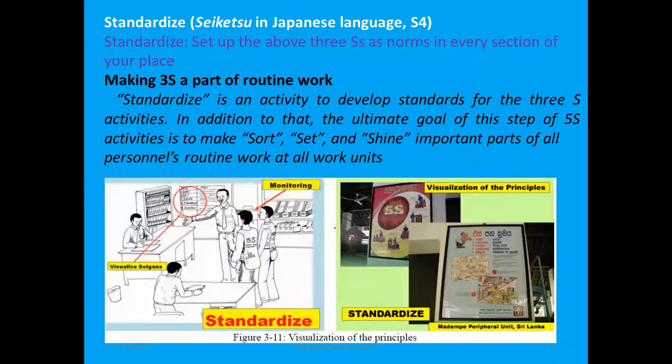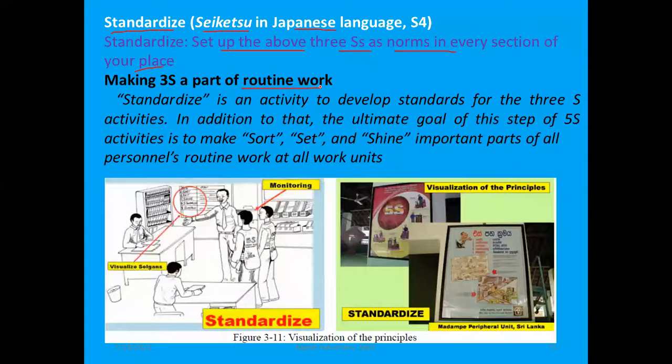Next is standardize, seiketsu in the Japanese language. Standardize means set up the above 3S as norms in every section at your place. It means making one positive method, a standard you have to maintain. Making 3S a part of routine work. So first, sort, set and shine: making those three things a part of routine work. It means it should be a standard.